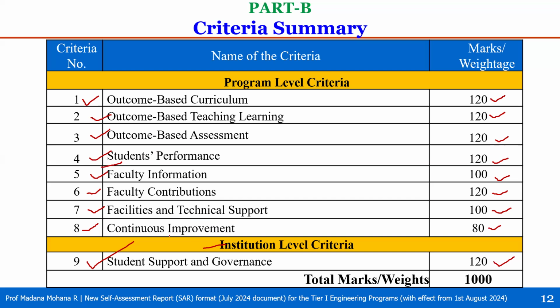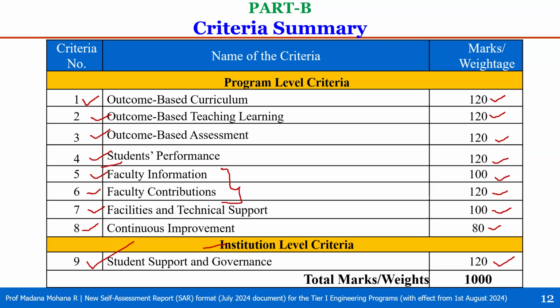So here criterion 8, first year academics, is not there. Then 10 is combined with 9. So now total 8 at program level, then 1 at institution level. Here another important change you can observe: criteria 5 and 6 both are related to faculty only.